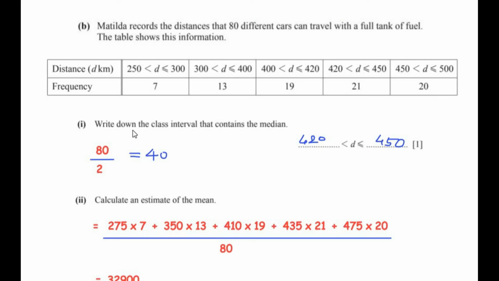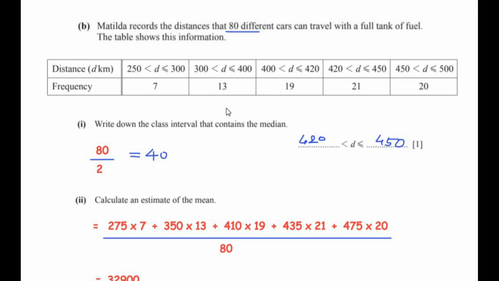The first question is, write down the class interval that contains the median. Now to find out the median, take the total frequency of the cars and divide it by 2. Since median is asked, we need to divide 80 by 2. So we get the value as 40. Now this is not the median, you need to do one more step.